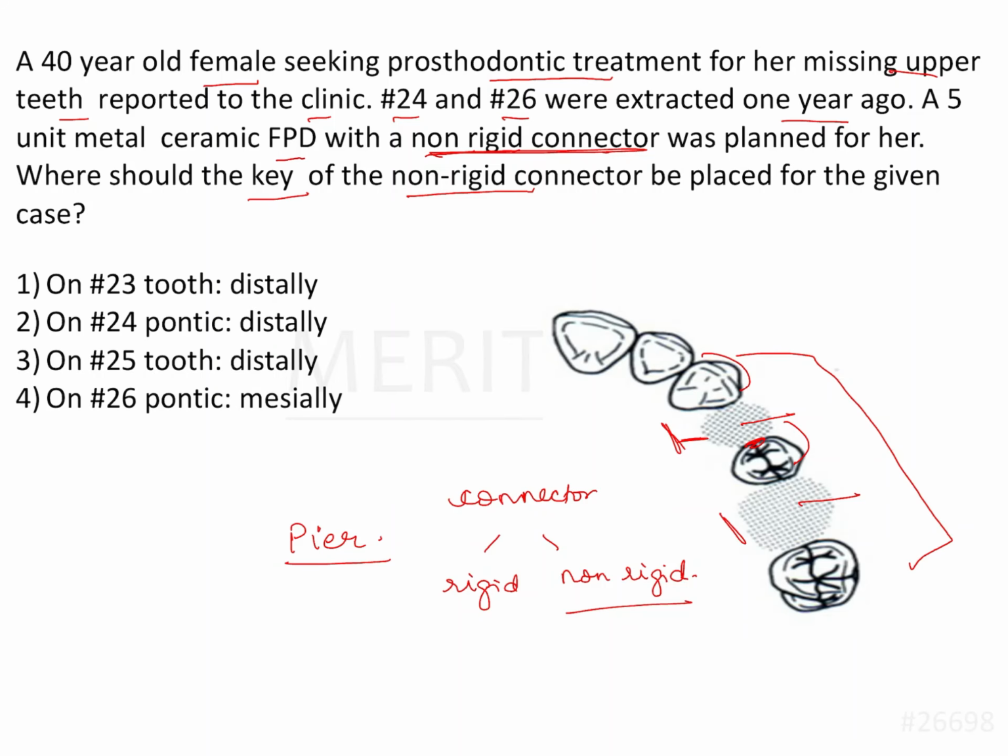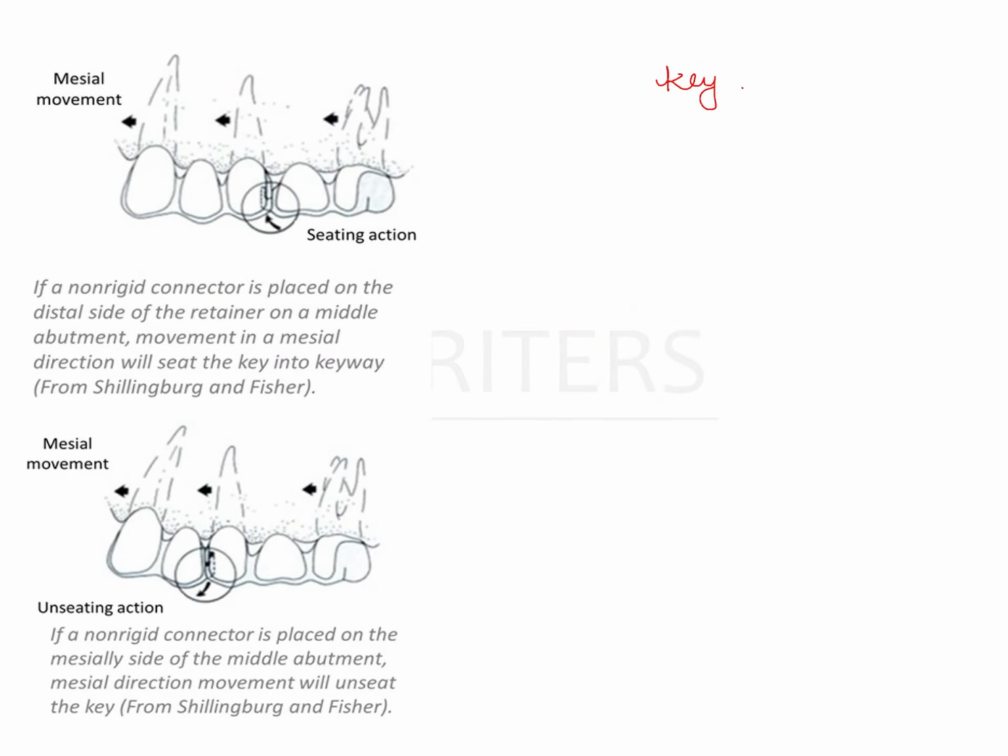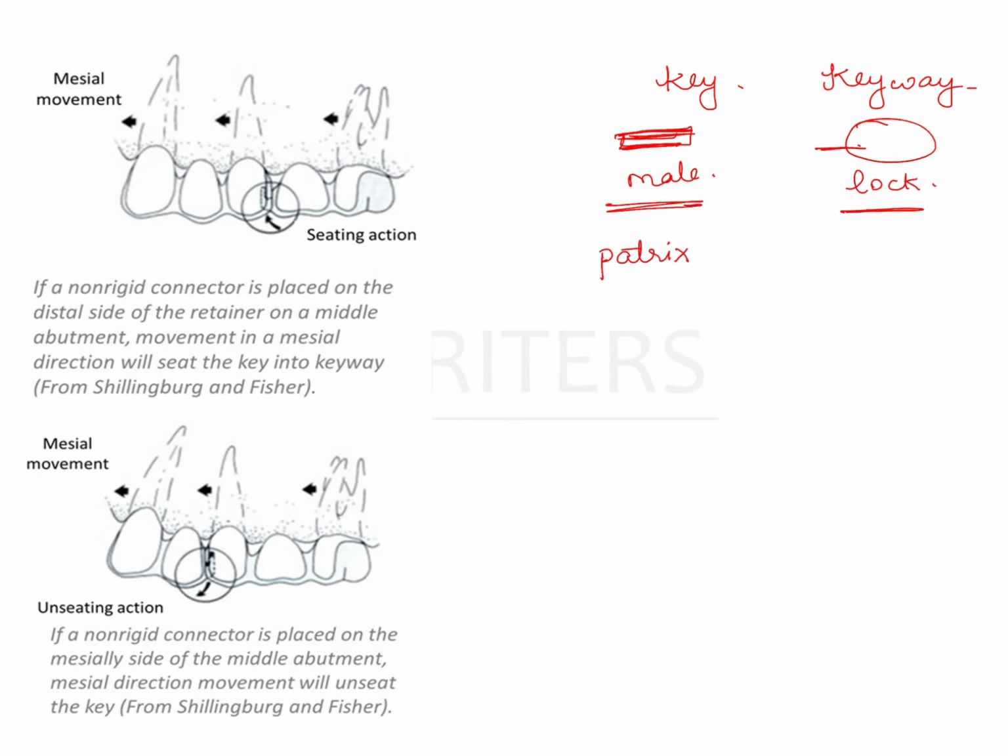I will just tell you. A key and a keyway. In layman's words, the key is the male component, which is strut-like. A keyway is a hollow component, like a lock. This male component is also known as the patrix. The female component is also known as the matrix, right? The patrix and matrix are also known as tenon and mortise.